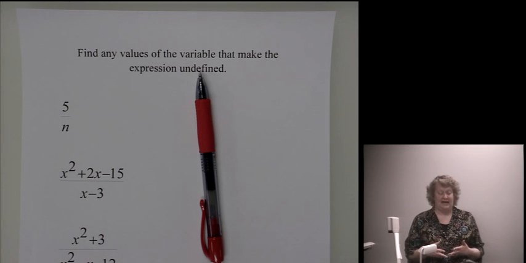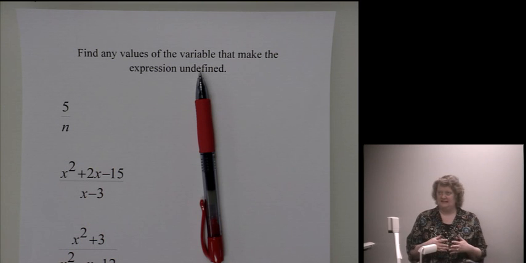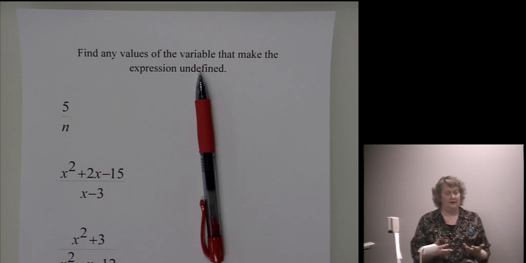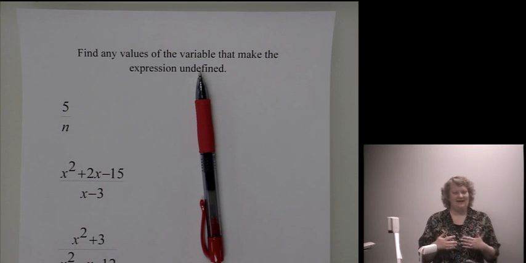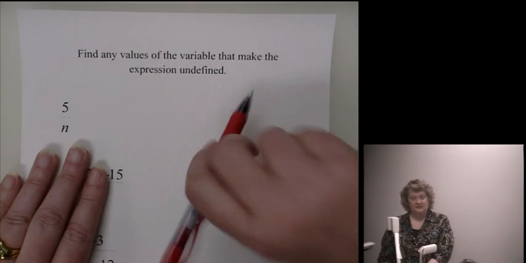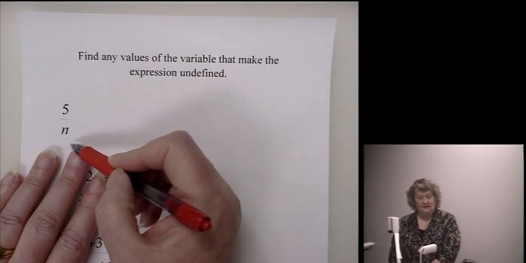As these lectures and podcasts that I'm doing are not meant to replace your teacher's lectures in your class time, I'm not covering the entire topic. I'm really focusing on this very specific idea: how in rational expressions our denominators can be 0. Since we can't divide by 0, we cannot let the variable assume any value that would make the denominator 0. So in our first example here, we have 5 over n.